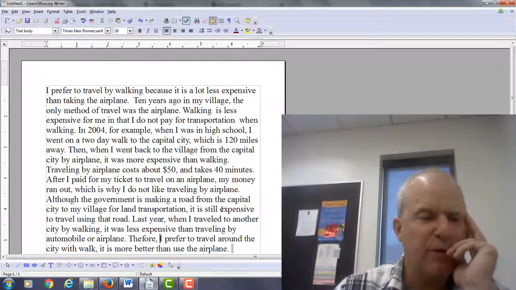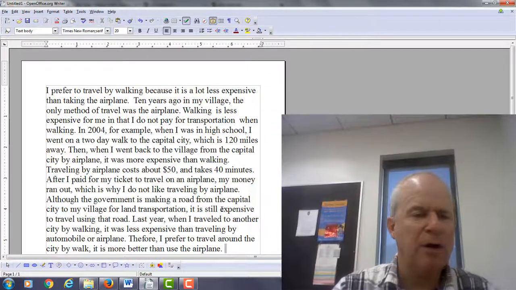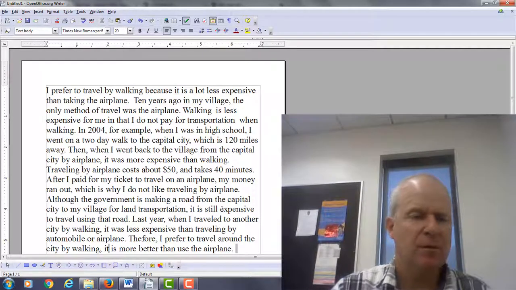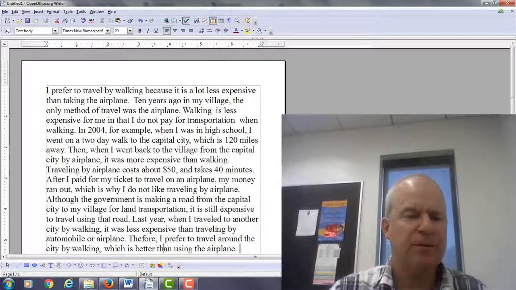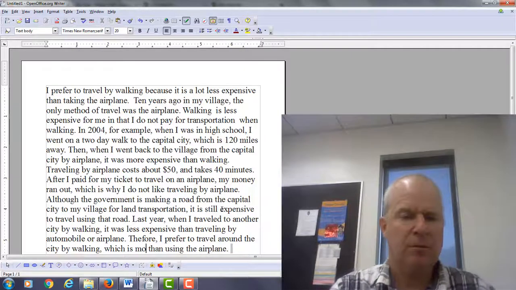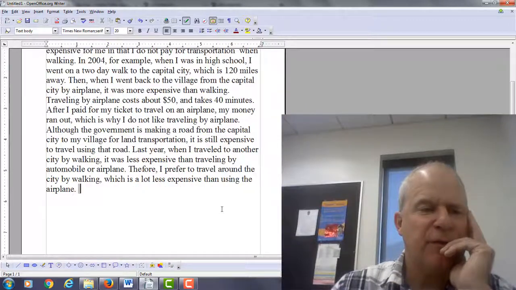Therefore, I prefer to travel around the city, maybe say here by walking, and then say which is better than using the airplane. Which is a lot less expensive than using the airplane.